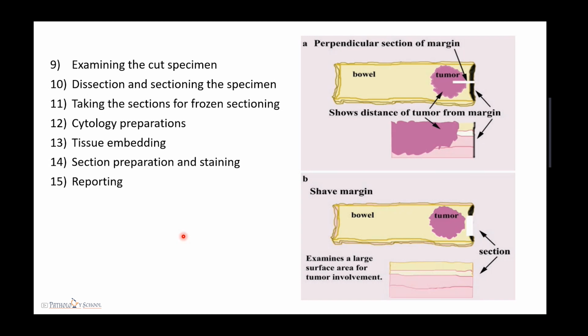Then next is cytology preparation. What we can do is while we are waiting for the frozen section slide to get ready, we can just make some cytology preparations, like squash cytology. We can do squash cytology or scrape cytology or imprint cytology, as it will help in reaching the diagnosis.